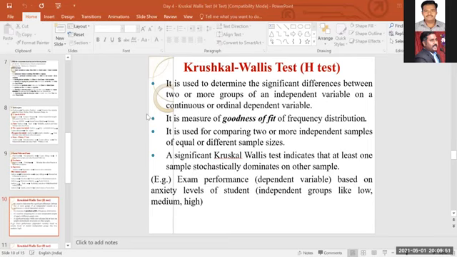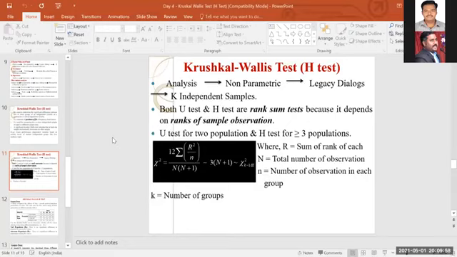Okay, now we'll move on to the analysis. So this is the analysis part. From Analyze, Nonparametric Tests, Legacy Dialogs, K Independent Samples. Yesterday we discussed 2 Independent Samples for Mann-Whitney. Here, for the Kruskal-Wallis H test, it is K Independent Samples. Is it clear now? Both are rank sum tests. I told you, right? Both are rank sum tests.